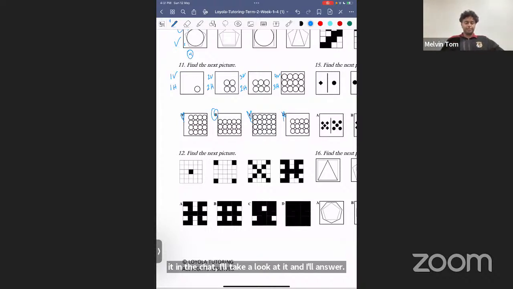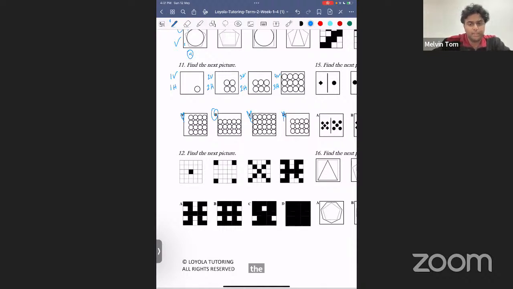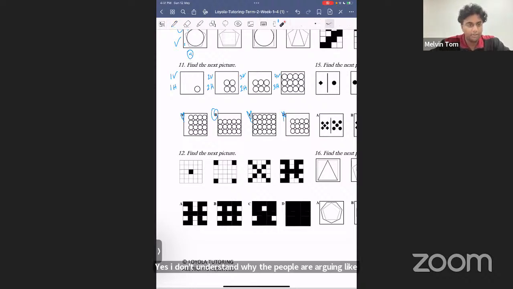When you get a question like question number 12, I don't understand why the people are arguing about the answer not being B. I did say it's B. I agree. It is B.